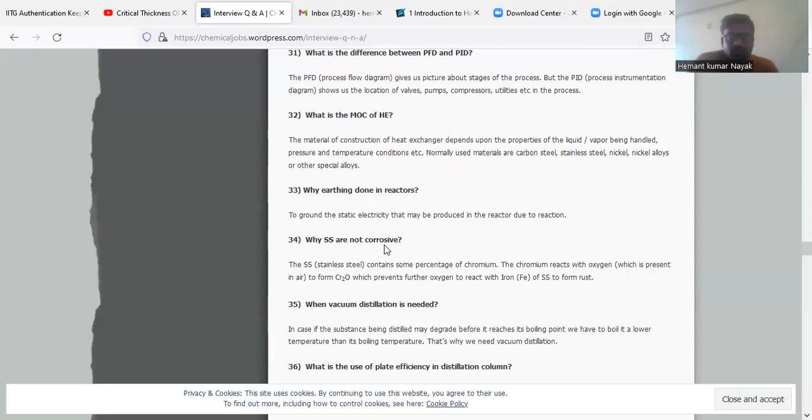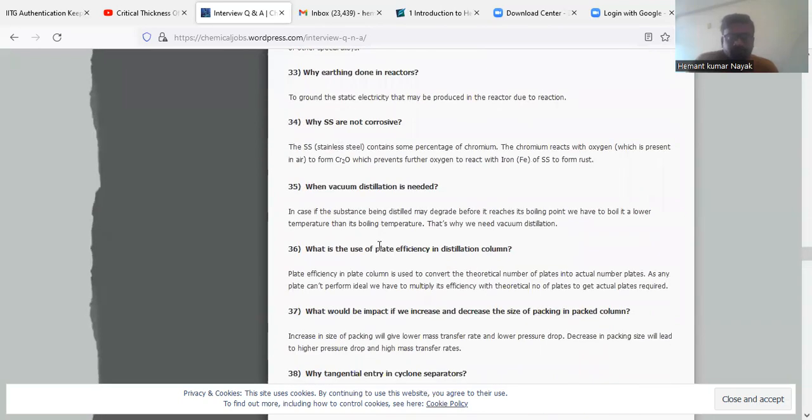Stainless steels are not corrosive. Stainless steel contains some percentage of chromium. The chromium reacts with oxygen present in the air to form an oxide layer, which prevents further oxygen from reacting with the iron.